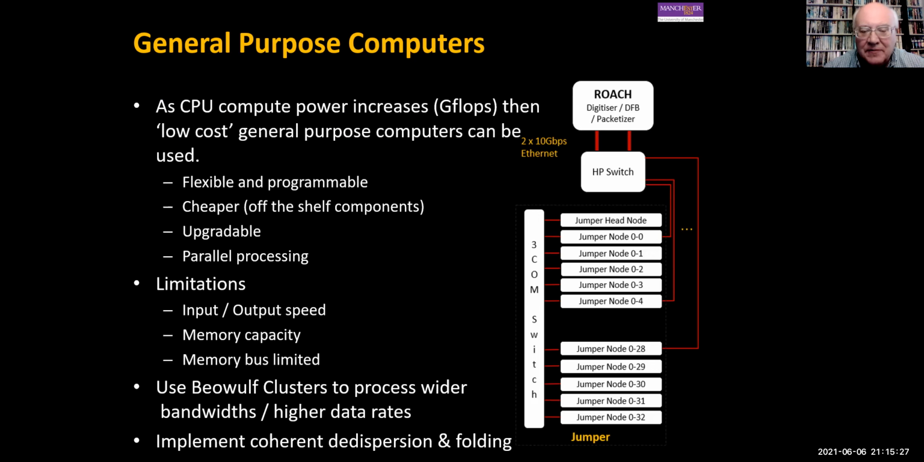And this is just a very outline schematic of the current cluster at Jodrell Bank, attached to the back of the Lovell telescope, called Jumper. One of the advantages of the general purpose computer is we can do coherent dispersion and folding of the data in real time. That means we don't have to have huge amounts of storage and a system that processes the information offline after the observation is complete. We can actually do it as we're observing.